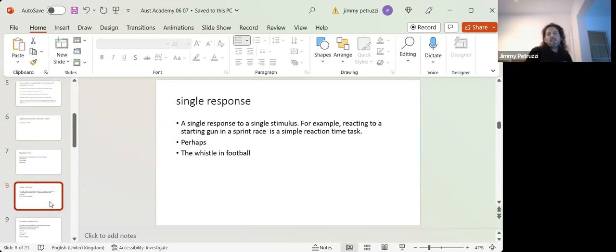For example, say you've got a sprint race, the starting gun in 100 meters, 200 meters. Okay, it's a single response. That's a single response. It's a simple reaction to a task, to stimuli. So that could be even a whistle in football to a certain degree. Okay.